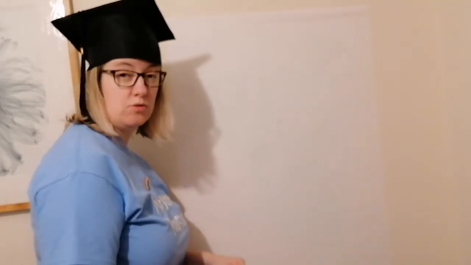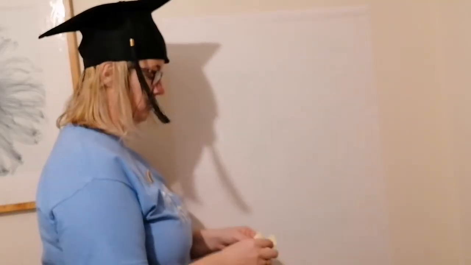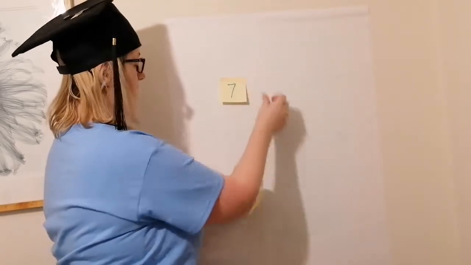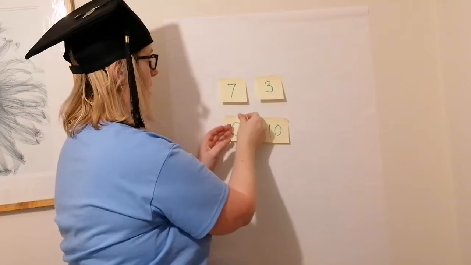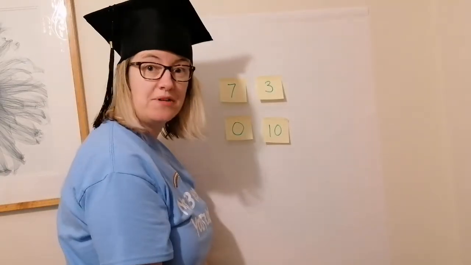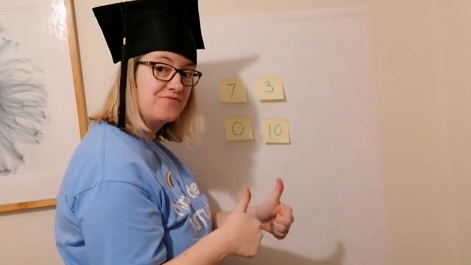When you've figured out all the ways you know to make 10 using the part-whole model, then you can use your sticky notes to put those number bonds together. And you can play the number bond game. Excellent.